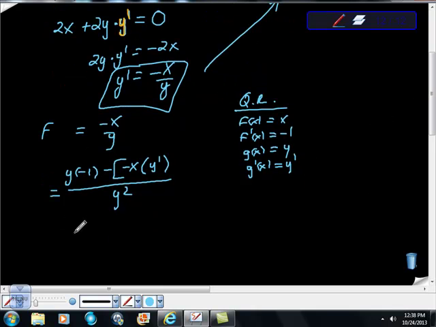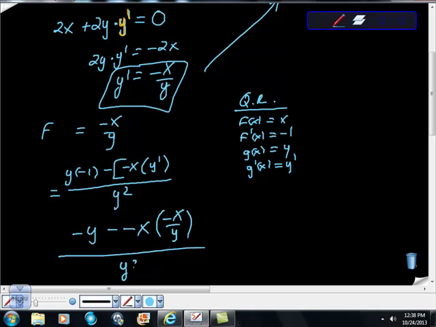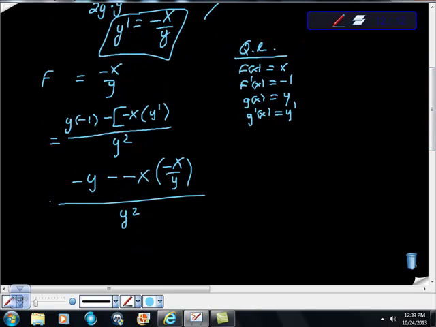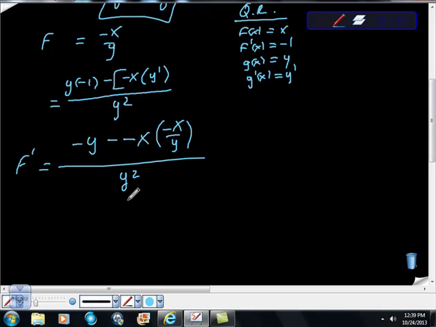So I'm going to clean this up and say I have negative y minus x times negative x over y, and here we get y squared. You with me on all this? So we're actually getting there. We're looking for the first derivative of our first derivative. And this turns into negative y. Minus is positive. Positive times a negative is a negative. So minus x squared over y, all over y squared.